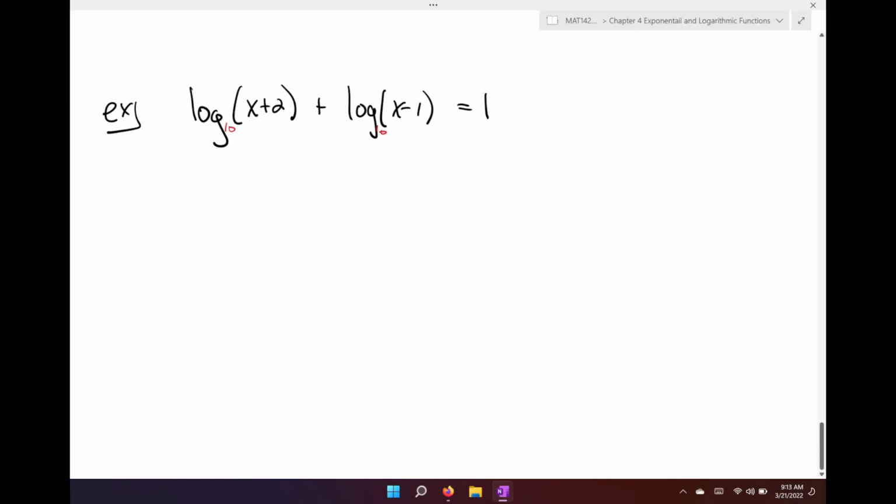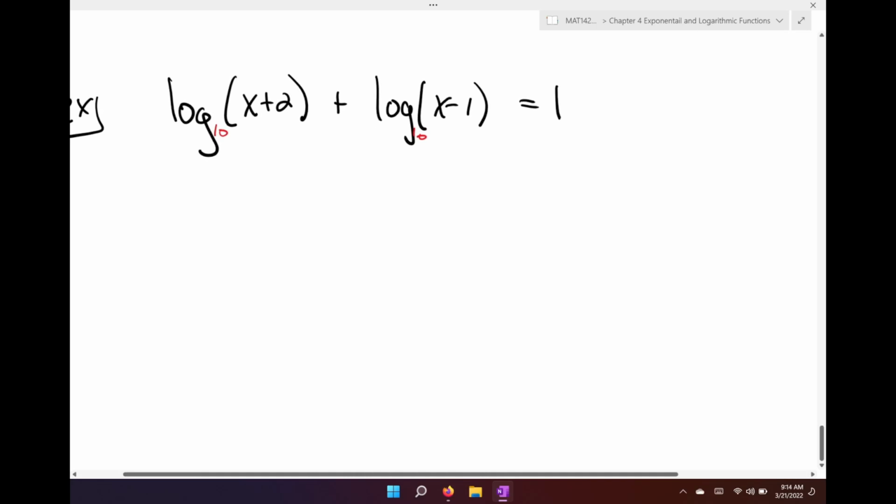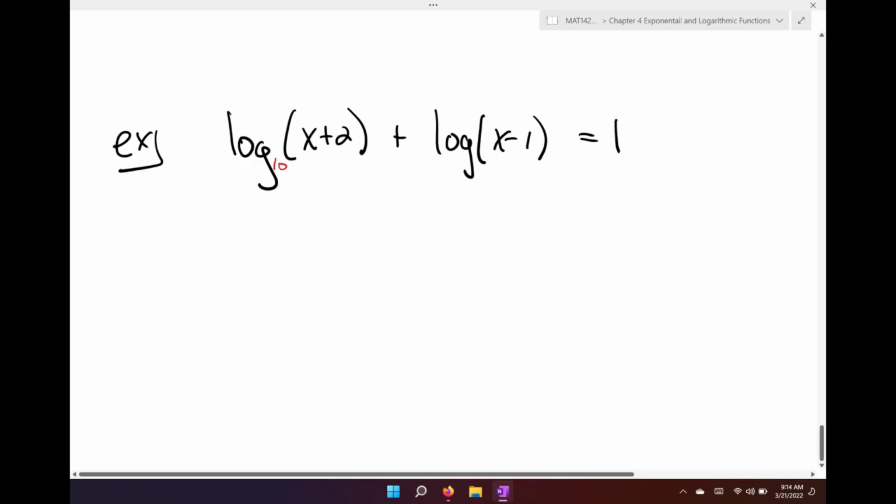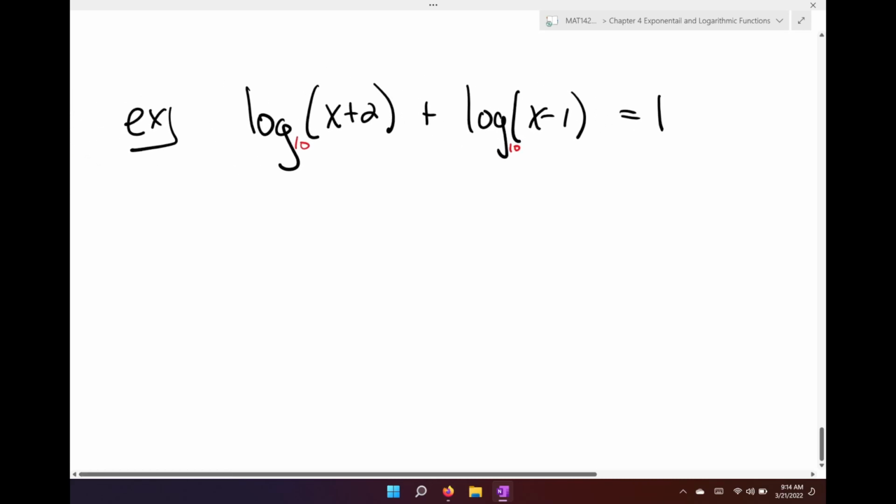They're both log base 10. I'll zoom in so you can see that 10 again, even though I didn't write it. There we go. Okay? So that's the first thing I noticed. They're both base 10, so I know somewhere along the way I'm going to have to take 10 and raise this equation to both sides of that.